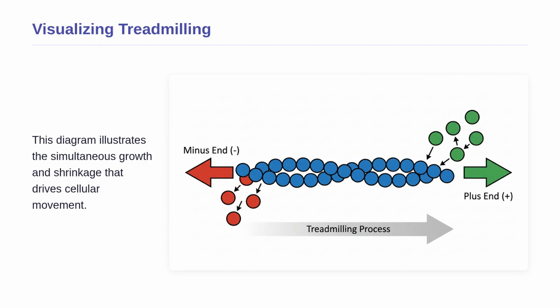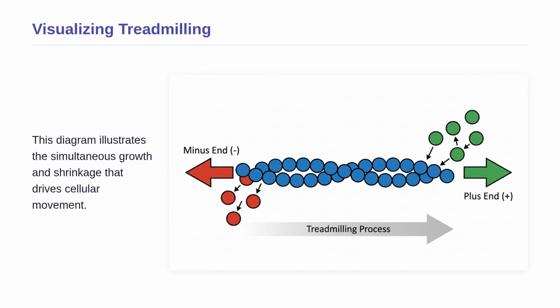To truly grasp this concept, let us visualize the treadmilling process we just calculated. In this diagram, you are looking at a double-stranded actin filament in the center. Notice the distinct structural polarity we discussed earlier. On the right side, you see the plus end. Here, green G-actin monomers are actively attaching to the filament, represented by the green forward arrow. This is the growth phase, where the cellular concentration exceeds the critical concentration.